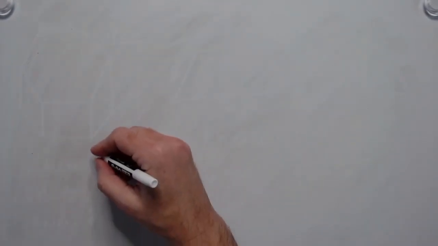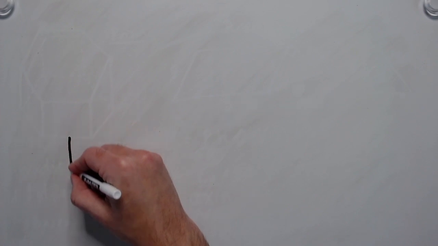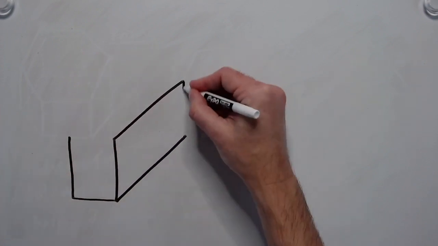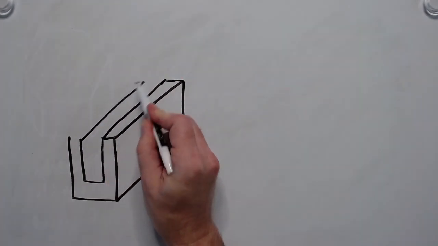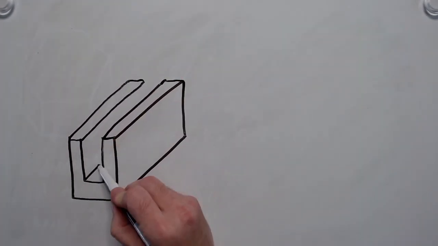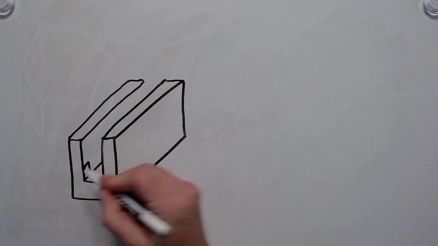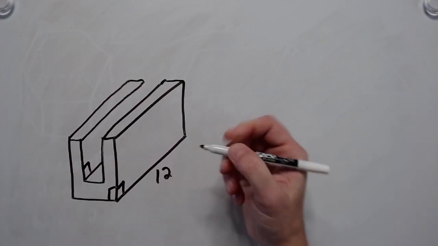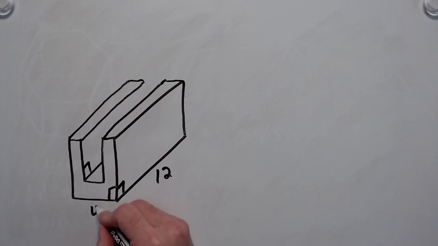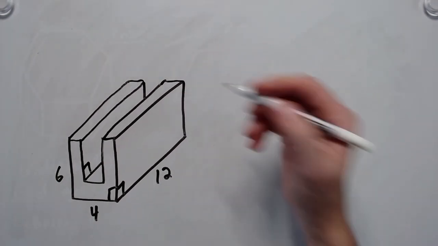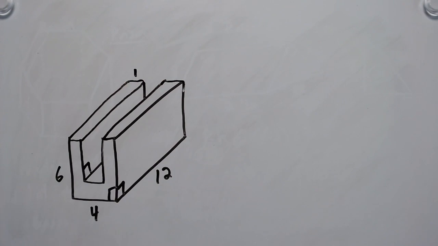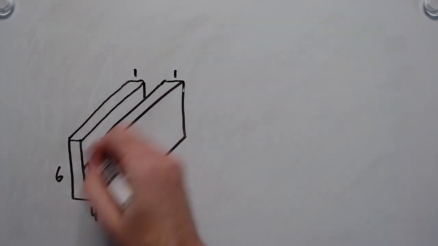Okay, this is going to be a weird shape. Let's see how well I can draw it. Let's add some lengths here. That's 12. This is 4. This is 6. No, we need a back wall here. This is 1. And this is also 1. And everything is perpendicular to itself.